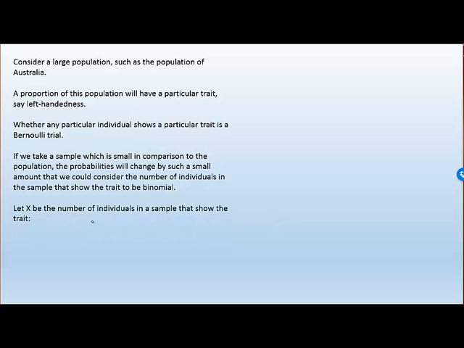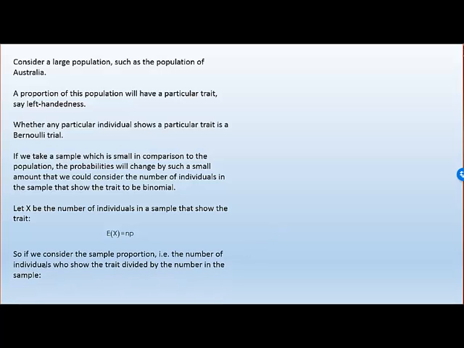Let x be the number of individuals in a sample that show the trait. Then the expectation of x would be NP. So if we consider the sample proportion, i.e. the number of individuals who show the trait, divided by the number in the sample, that's going to be NP over N, and note we're using P hat here because it's a sample proportion, which is equal to P. And remember, that's the population proportion.